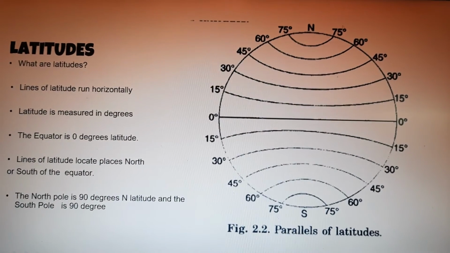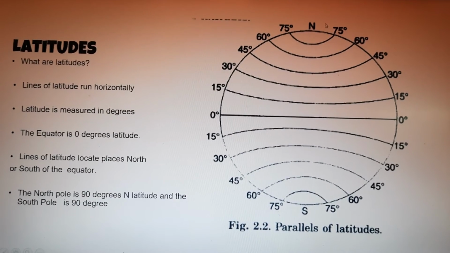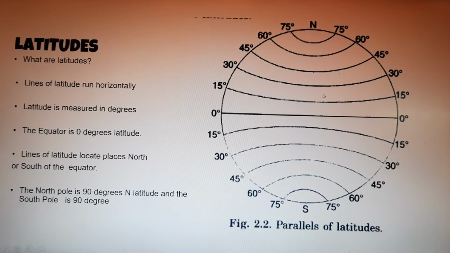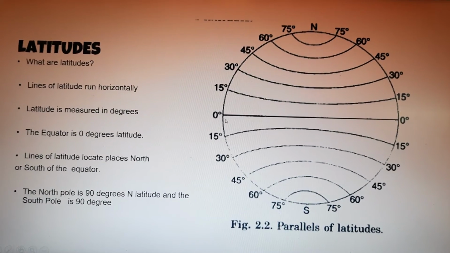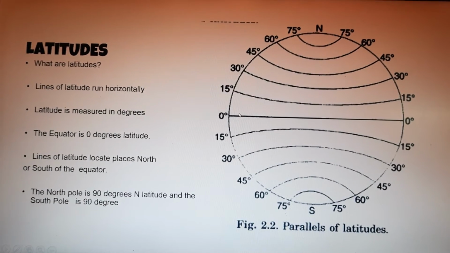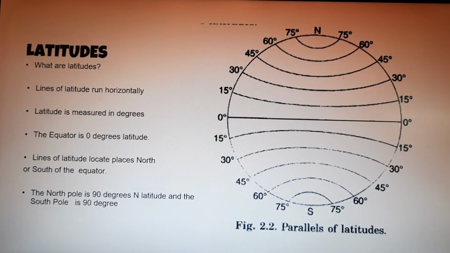So next, in this picture you can find the latitudes. So what are latitudes exactly? Latitudes are the imaginary lines which you can see here. They flow from east to west. Okay, and you have almost 180 lines of latitudes around the earth.